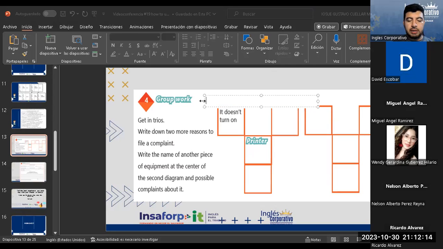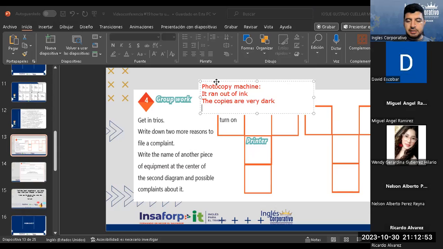For example, for copy machine. ¿Cuál podría ser la razón? Podría ser para reportar el error, ¿verdad? It podría ser más... The page is very dark. I'm sorry? The copy is very dark. The copies... Yeah, very, very dark. Puede ser que las copias son muy oscuras. Yes.